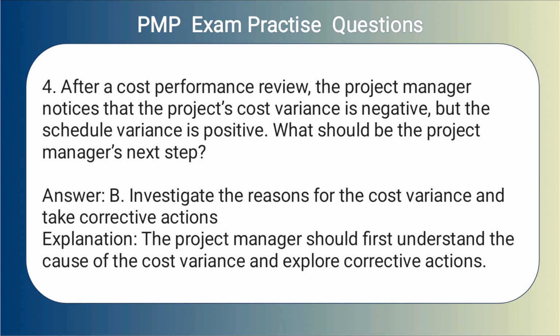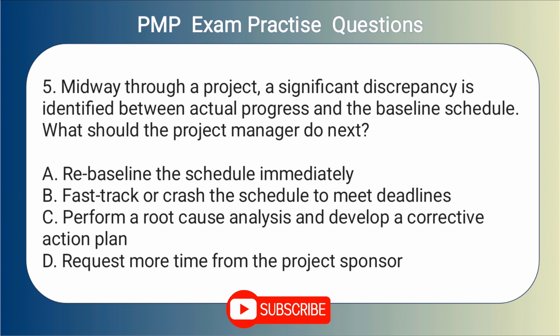Answer. B. Investigate the reasons for the cost variance and take corrective actions. Explanation. The project manager should first understand the cause of the cost variance and explore corrective actions.